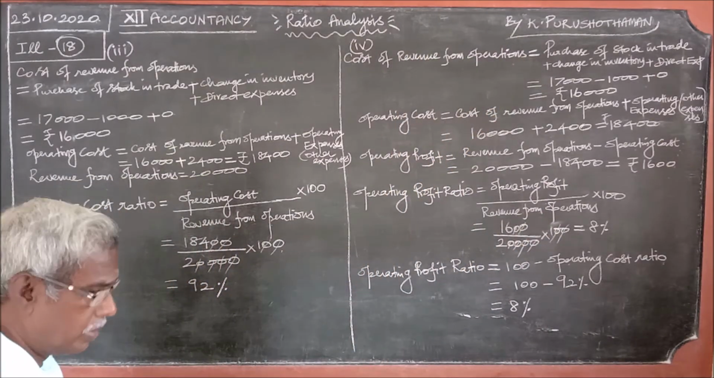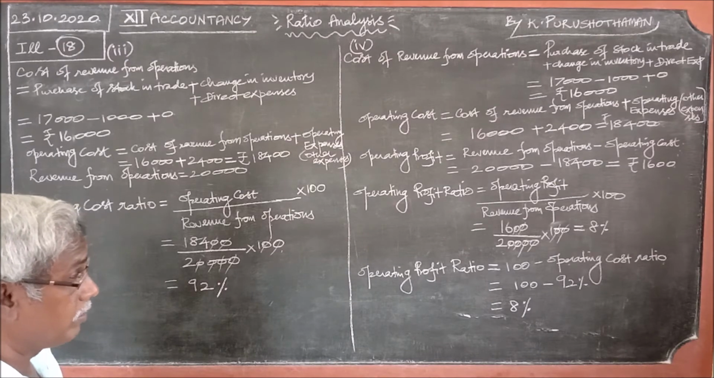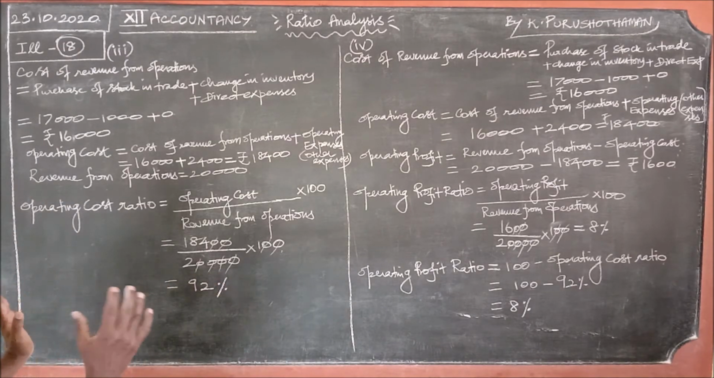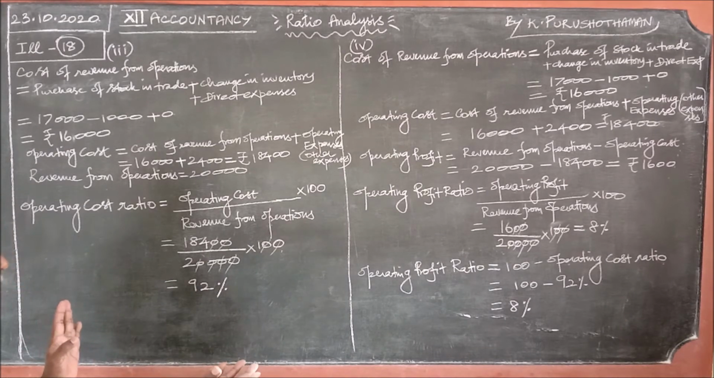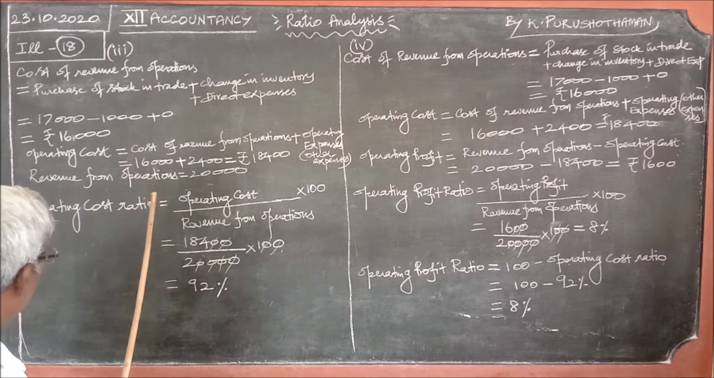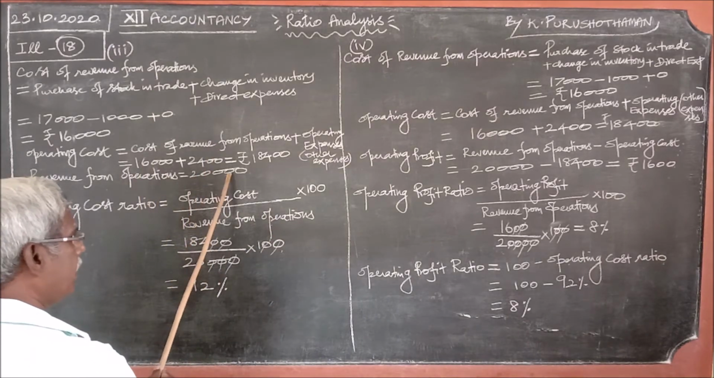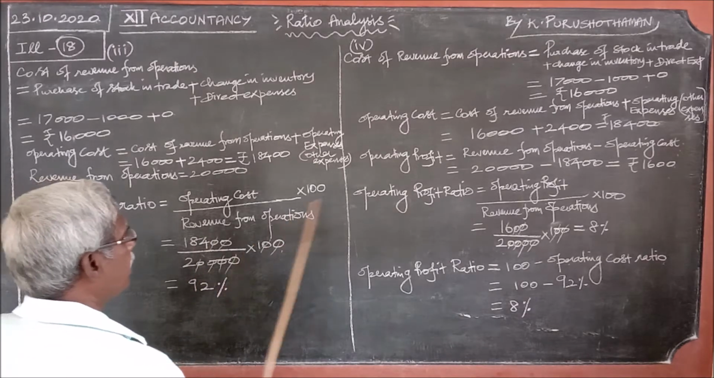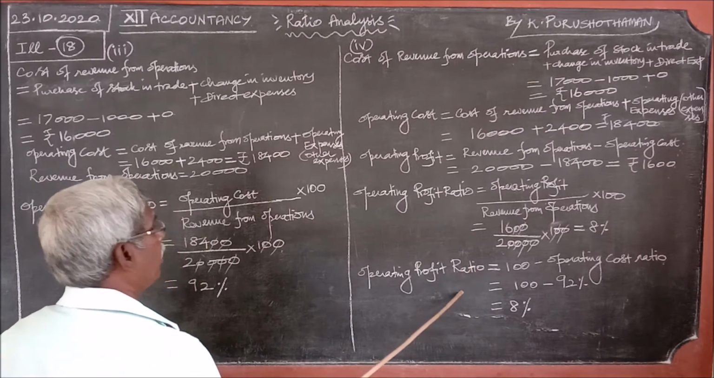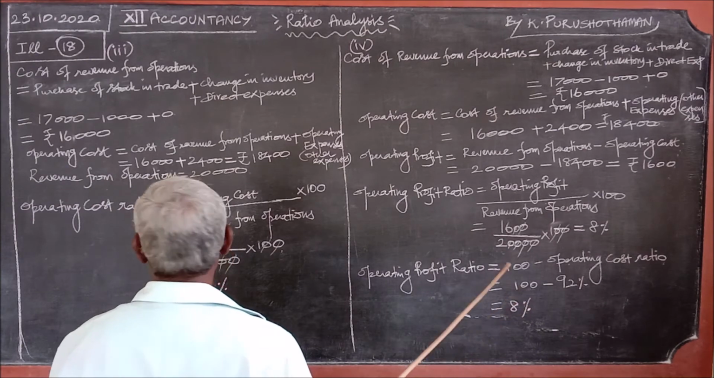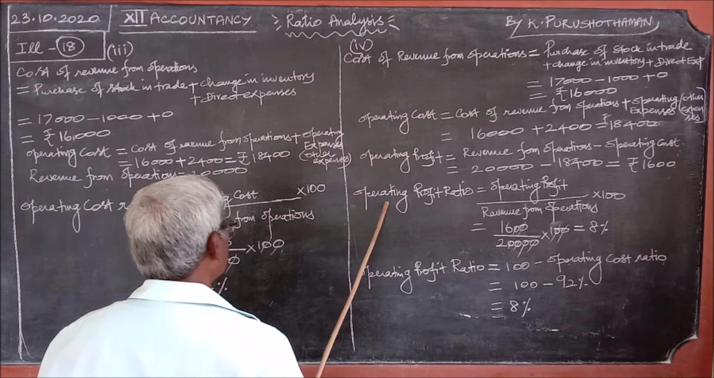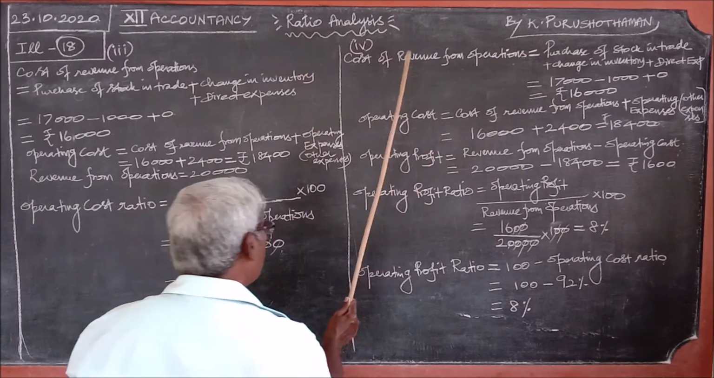So when both the questions are asked, operating cost ratio and operating profit ratio, we have found out the operating cost ratio here. Afterwards, we can use this shortcut formula and we can find it. Nothing wrong in it. But instead of asking these two, this question alone is asked.